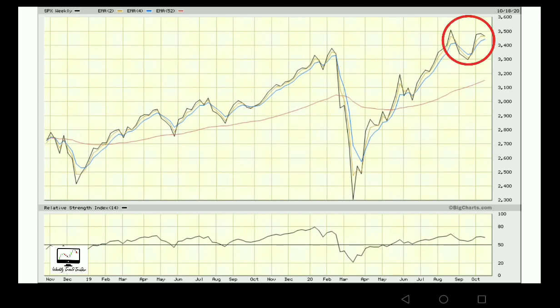Almost at that round number again of 3,500 on a closing price. If the market reverses from here, there's your double top in place. You would short this one and the market could collapse, something similar to what we saw in February and March. So that's the S&P 500.